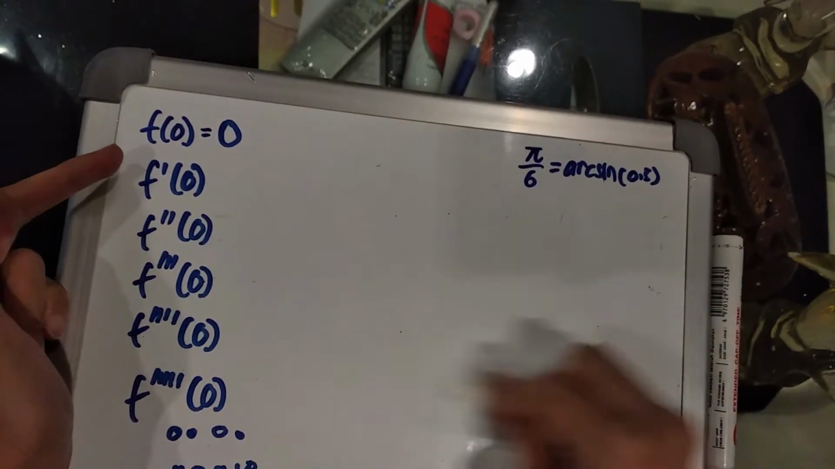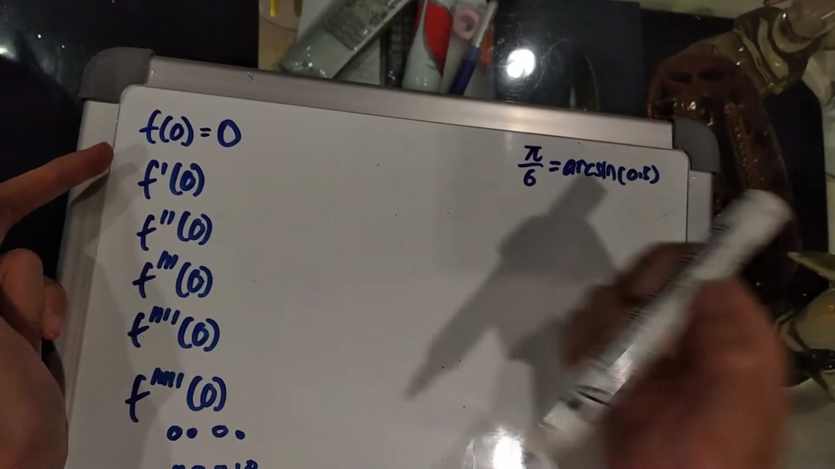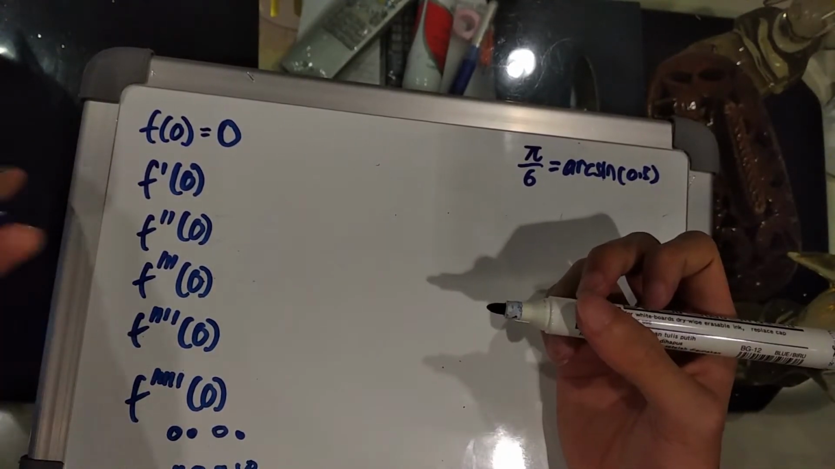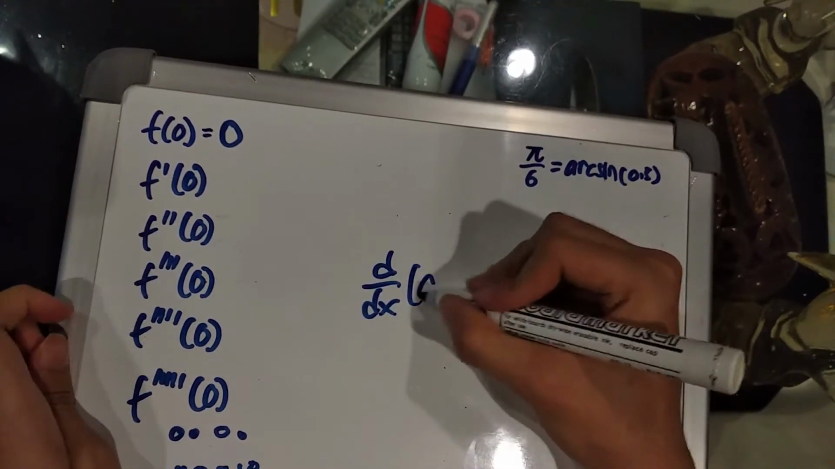Now comes the difficult part. How are you going to derive arc sine?